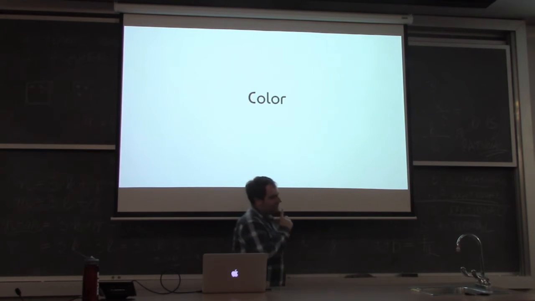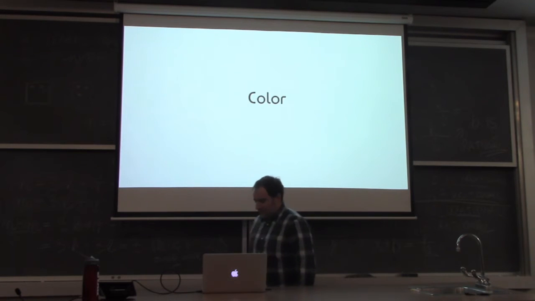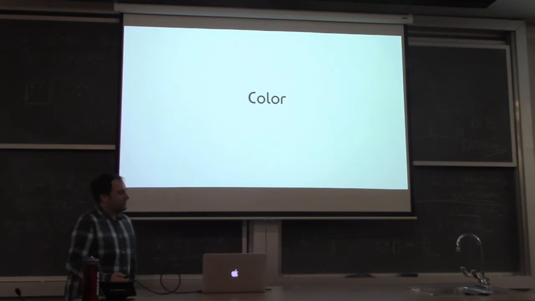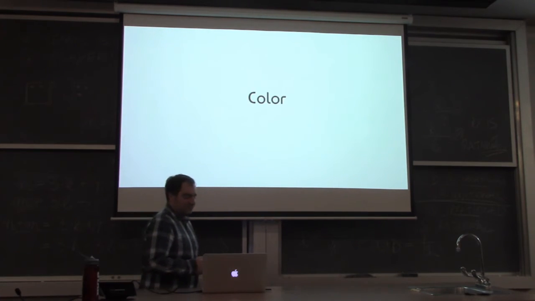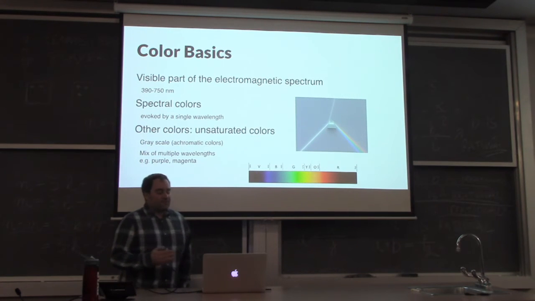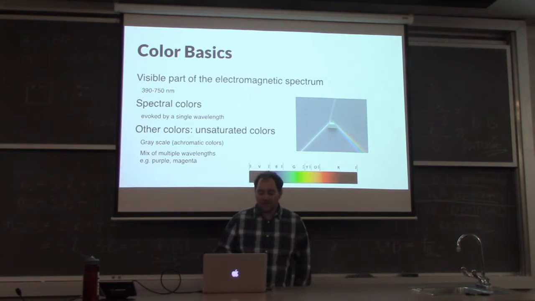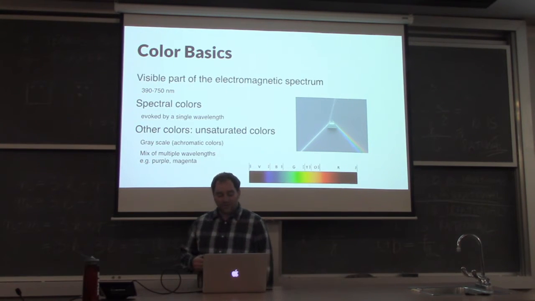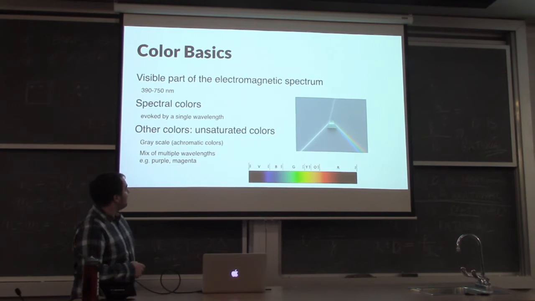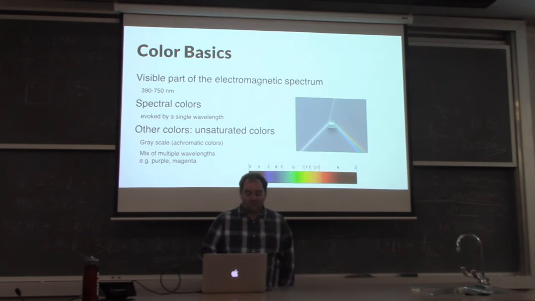One of the things that we'll also talk about in two lectures, when we talk about all the different ways to encode data, is color. But I really want to treat color separately from a perceptual point of view because it's just so important and so tricky. Color is the visible part of the electromagnetic spectrum from 390 to 750 nanometers. We have these pure spectral colors that are evoked by a single wavelength. And all of the other colors that are not in the electromagnetic spectrum are unsaturated colors and mixes of multiple wavelengths.